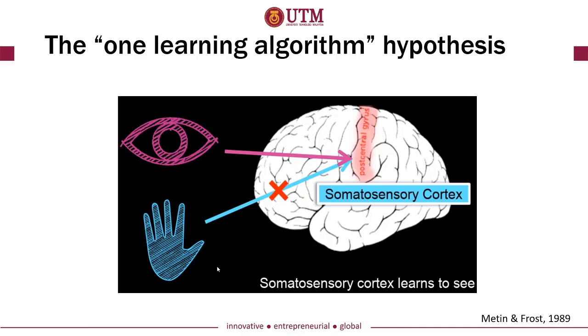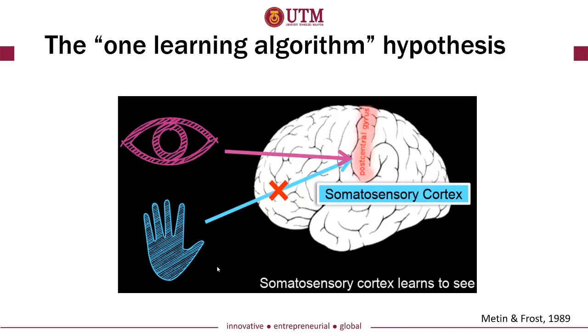From that, neuroscience concluded that our brain has only one learning algorithm, meaning only one classification mechanism, no matter the input modality. Is it a sound? Is it a signal from touch? Is it a signal from your vision?